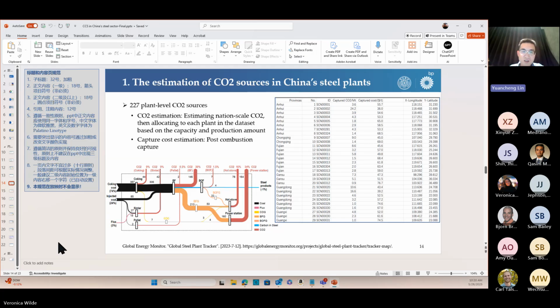So here we collect data from some datasets, and we collect 227 plant-level CO2 sources, which means that we estimate 227 steel plants. We estimate the CO2 emission of each plant, and we estimate the capture cost of each plant, and most important, we estimate the location, which includes the longitude and latitude of each plant. Finally, we provide 227 plant-level CO2 sources, used as the data input of SimCCS. Okay, this is about the estimation of CO2 sources.